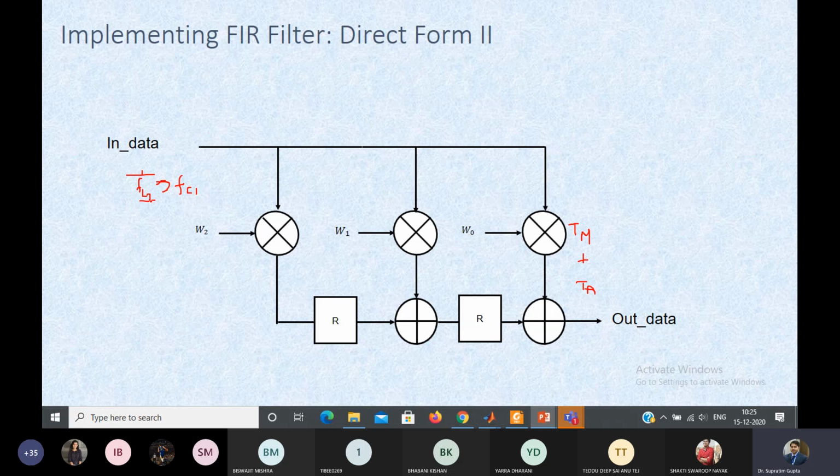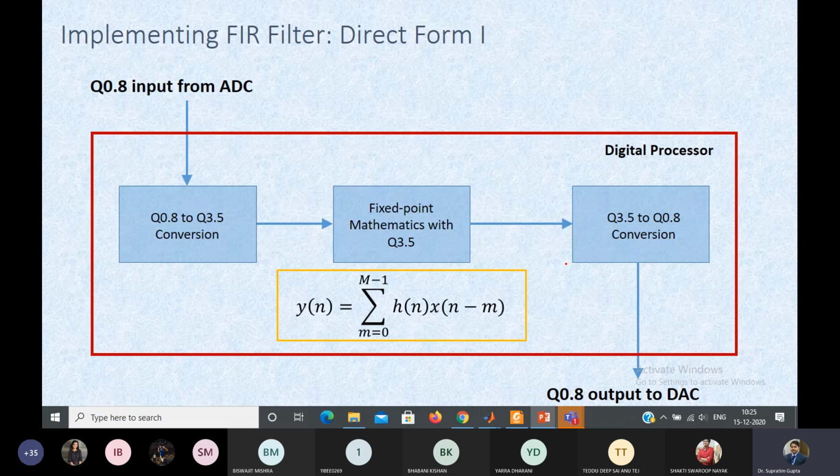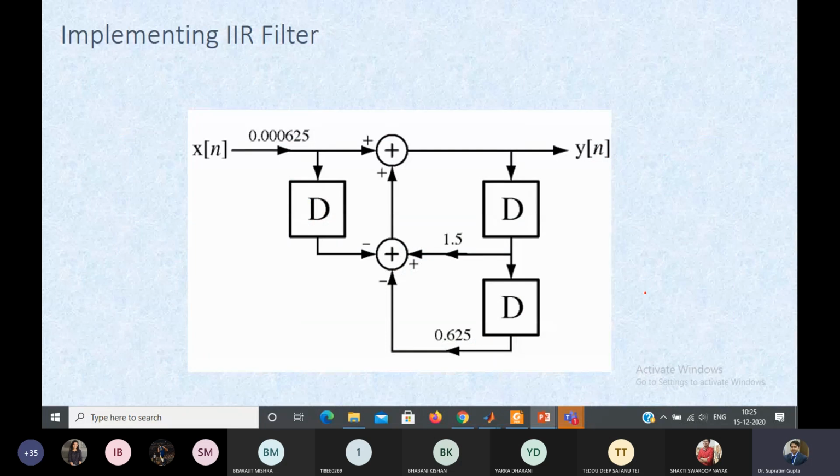That means we can go to a little bit higher frequency range with this structure, but that is only when a number of multipliers and adders are available. Okay, so what we can do is, direct form 1 will be done this way. Okay, we can implement the IIR filter.